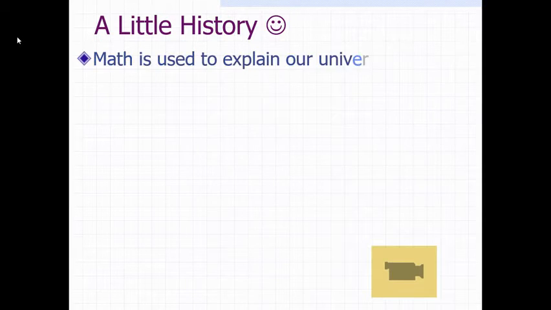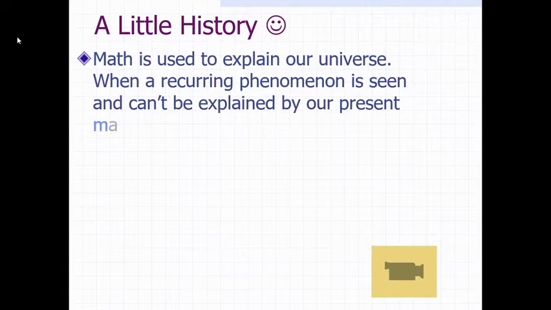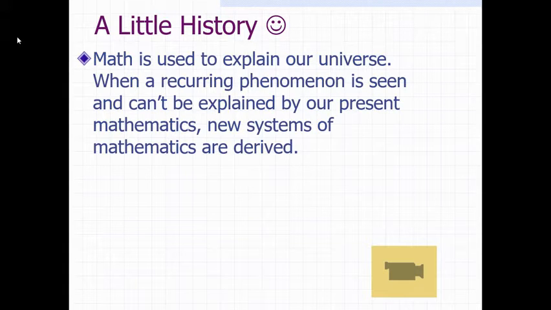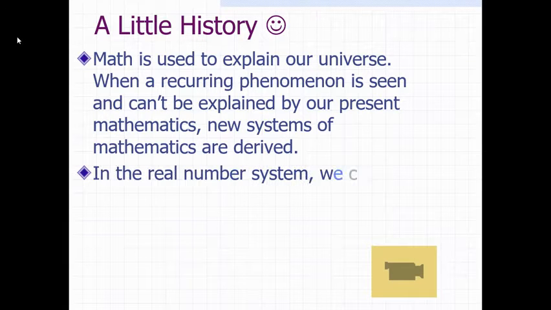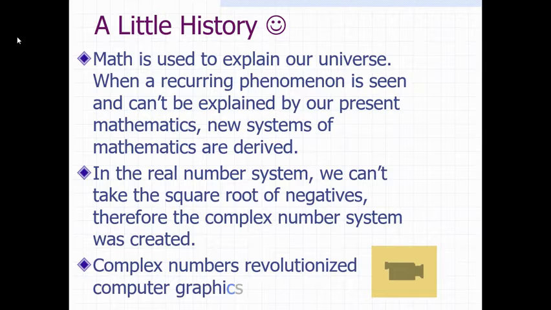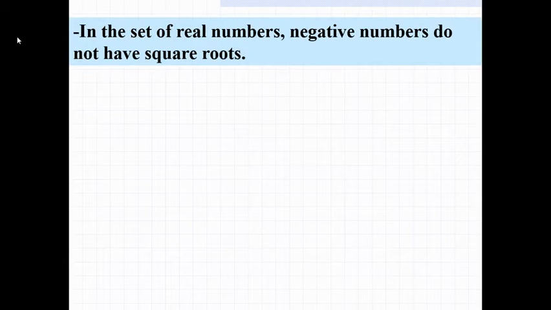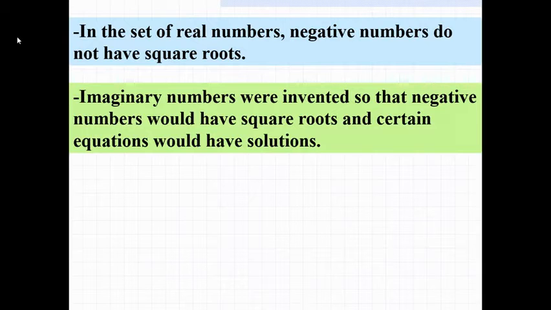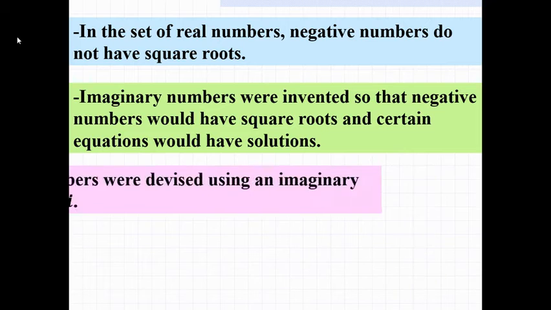A little history. Math is used to explain our universe. When a recurring phenomenon is seen and can't be explained by our present mathematics, new systems of mathematics are derived. In the real number system, we can't take the square root of negatives. Therefore, the complex number system was created. Complex numbers revolutionized computer graphics, electronics and electricity. In the set of real numbers, negative numbers do not have square roots. Imaginary numbers were invented so that negative numbers would have square roots and certain equations would have solutions.